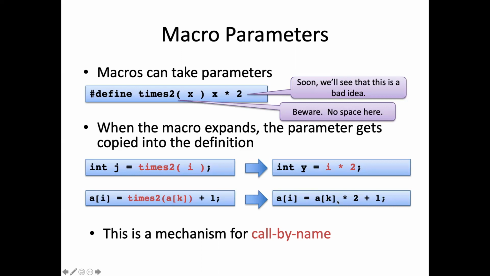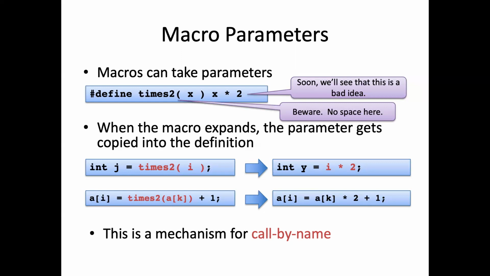It just has a copy of whatever you stuck in over here when you called the macro. This is going to let us do some neat things that we couldn't do in other parts of the language. So what have I told you here? I've said macros can take parameters. Here's the syntax for doing that. I've tried to describe how that syntax works, and we've looked at a couple of examples.